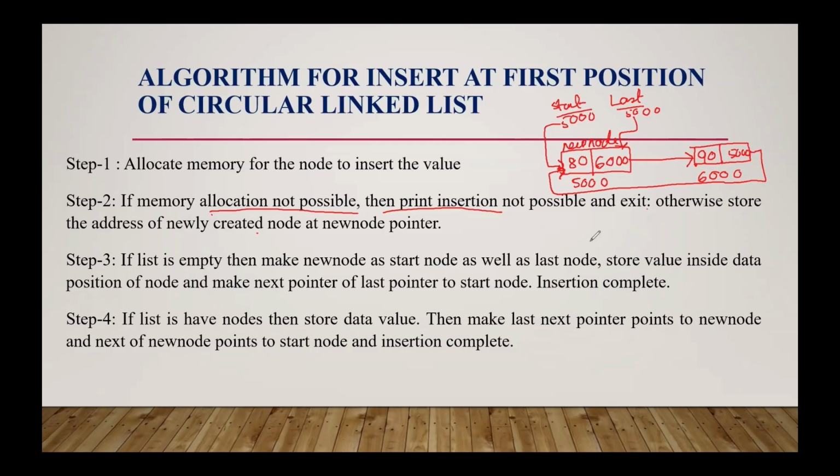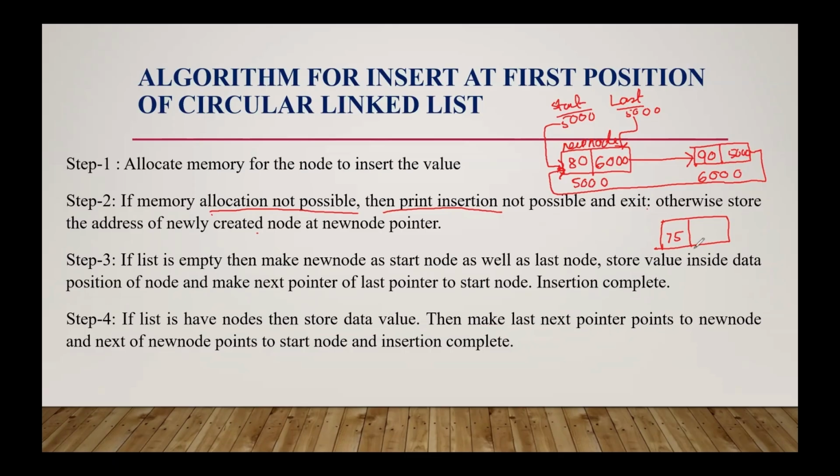For example, once again we run the program. At that time, what happened? This is the new node. It will create the new node and store the value. For example, 75, I store the value. Then what happened? Make the last next. Last next right now is 500.